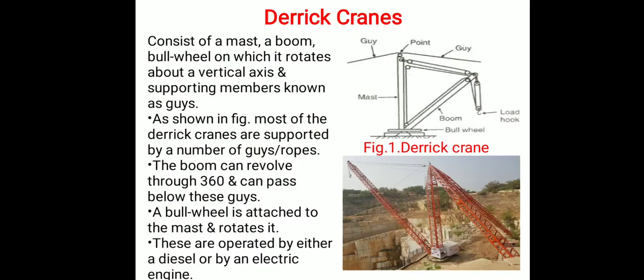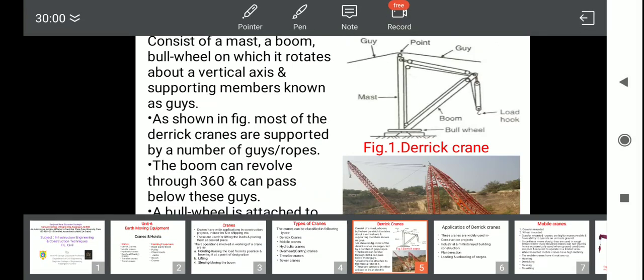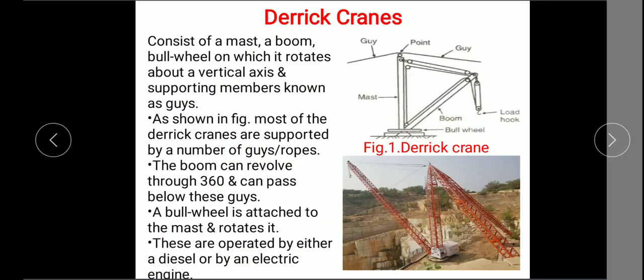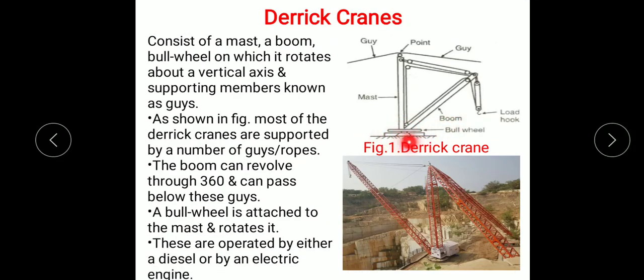So here we can see figure 1 shows a derrick crane in which we can see it is supported on this bull wheel. On this platform, a crane is provided and it consists of a mast. Here we can see this is a mast of a crane, this is a boom, this is a point where a hinge joint is provided for rotating the boom of this crane as per the requirement, and the supporting members are known as guys or ropes, and we can see a load hook is provided as a front attachment.